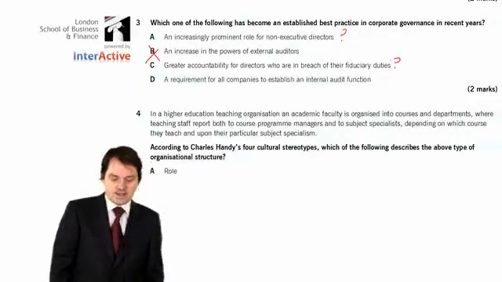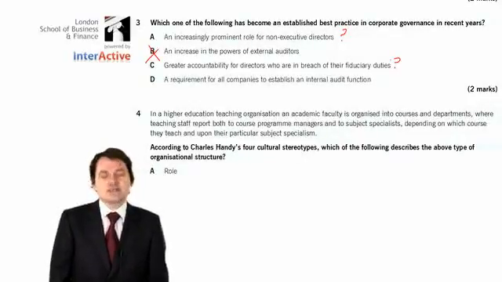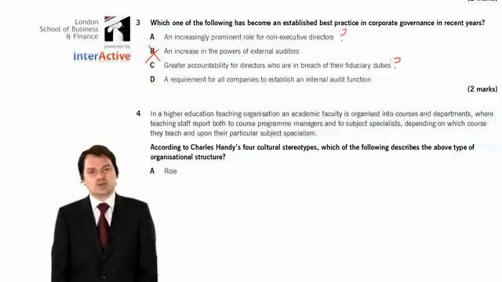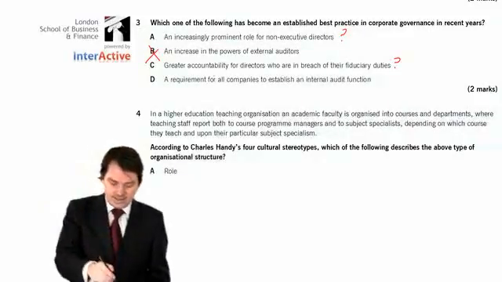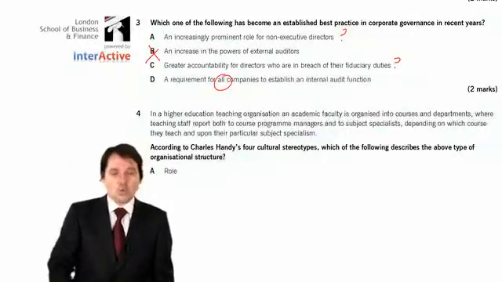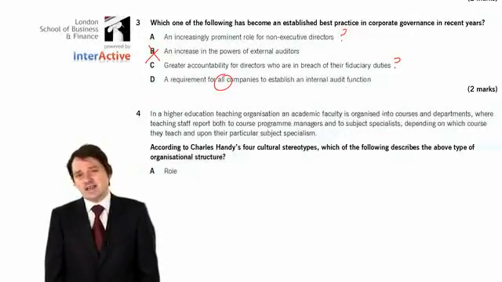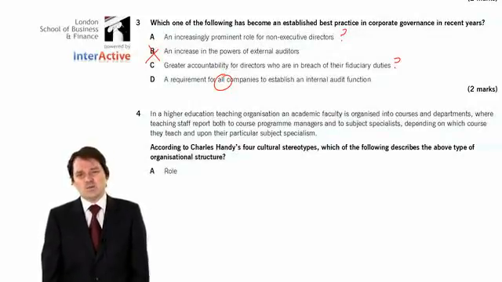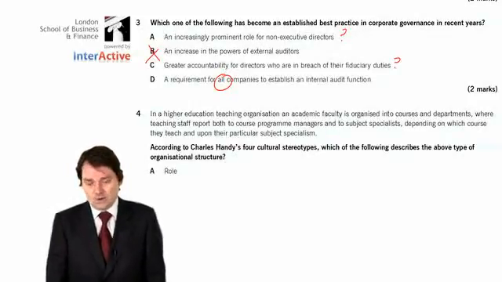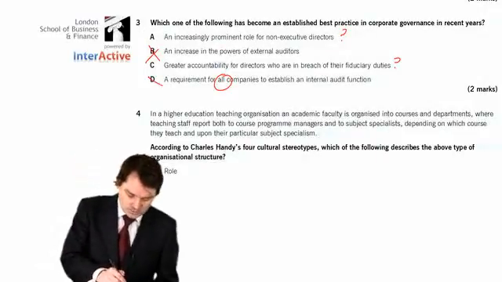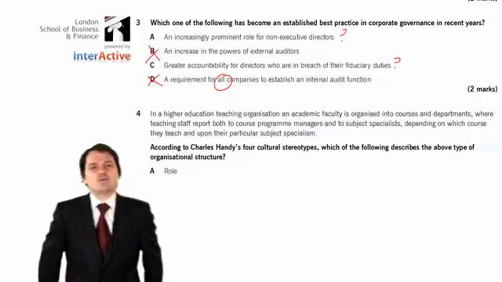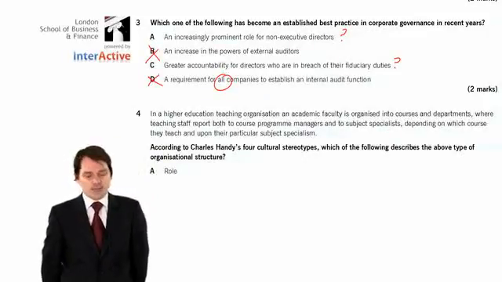And finally, D, a requirement for all companies to establish an internal audit function. D sounds okay until you remember it says all companies. So that would include companies that perhaps only employ 1 or 2 people. Well, they're not going to be best practice. It's not going to be for them to have an internal audit function. It would be stupid. So D's got to be wrong as well. So we come down to a choice of A or C.